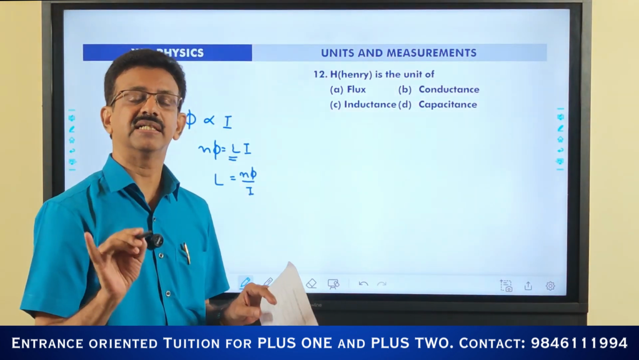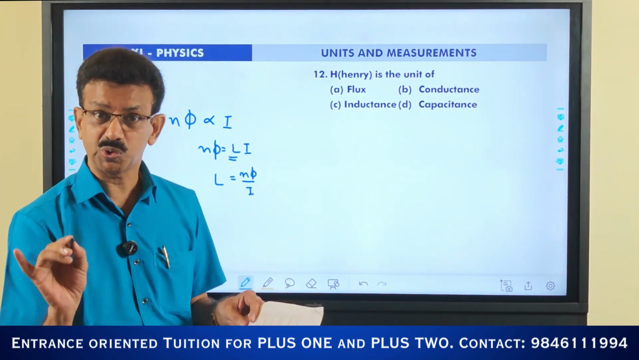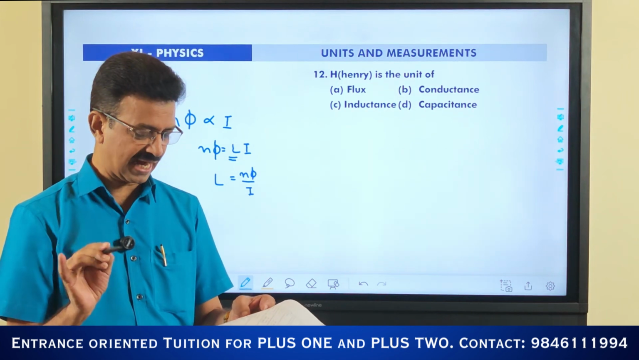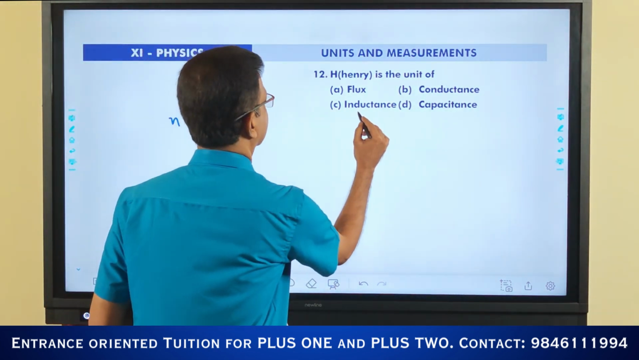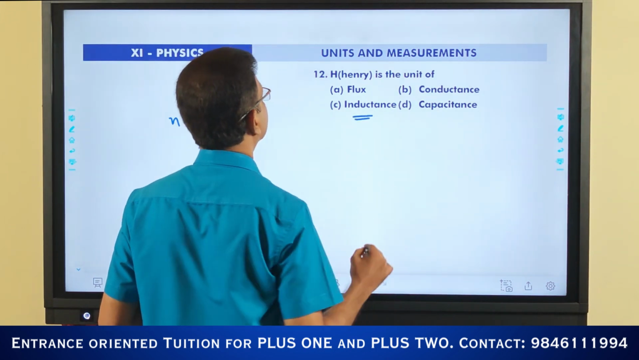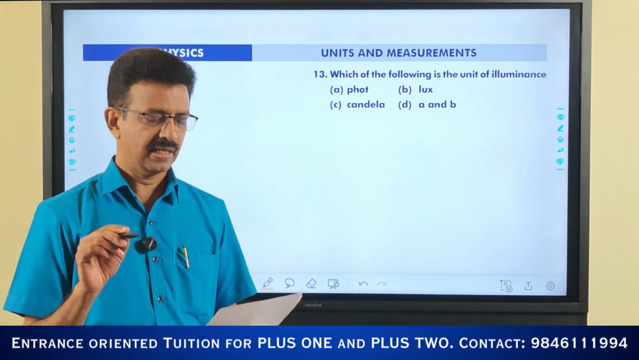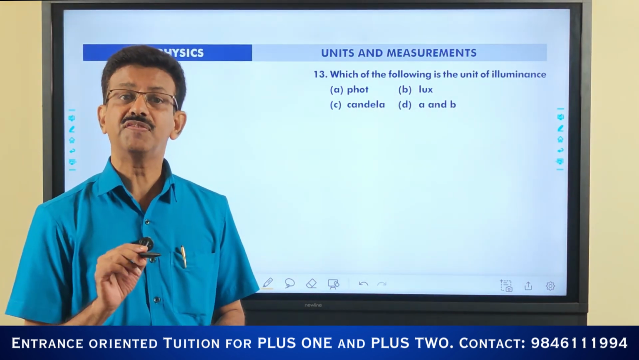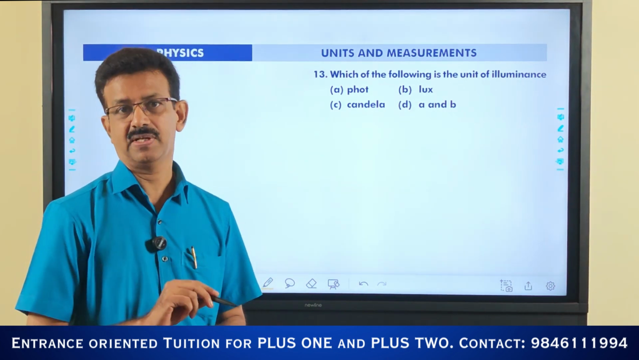Here, Henry is the SI unit of self-inductance and for mutual inductance. Therefore, the correct answer is inductance. C choice is the correct answer. Henry is the SI unit of inductance. Next question is, which of the following is the unit of illuminance?